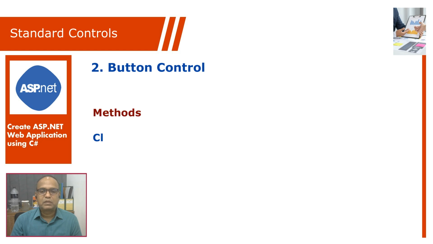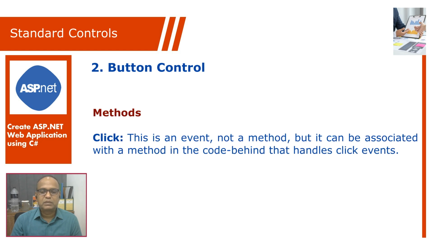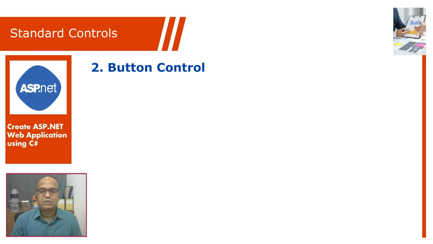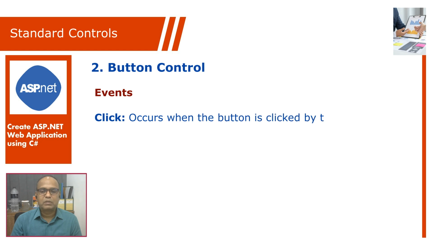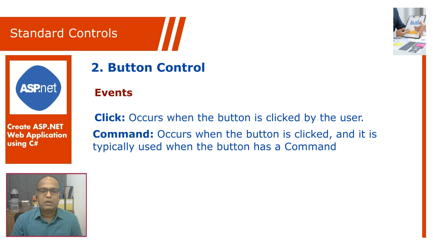Methods. Click. This is an event, not a method, but it can be associated with the method in the code behind that handles click events. Events. Click occurs when the button is clicked by the user. Command occurs when the button is clicked, and it is typically used when the button has a command name set.